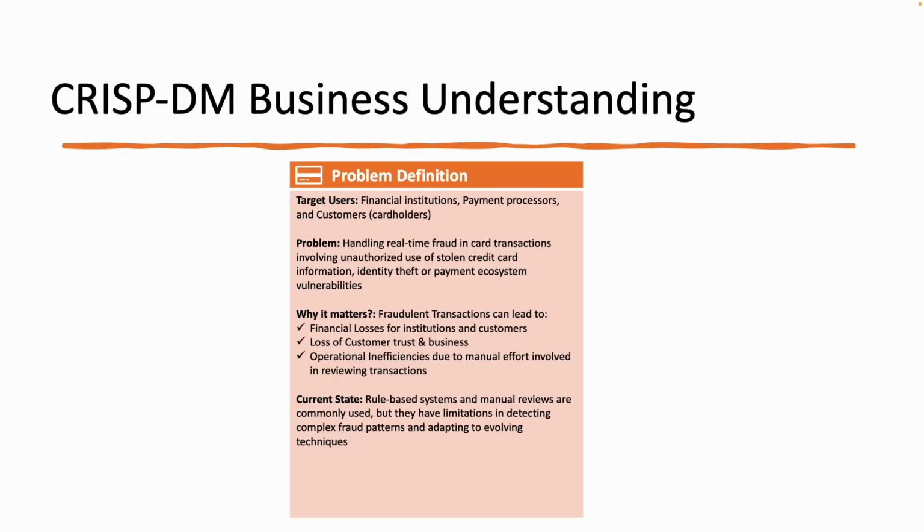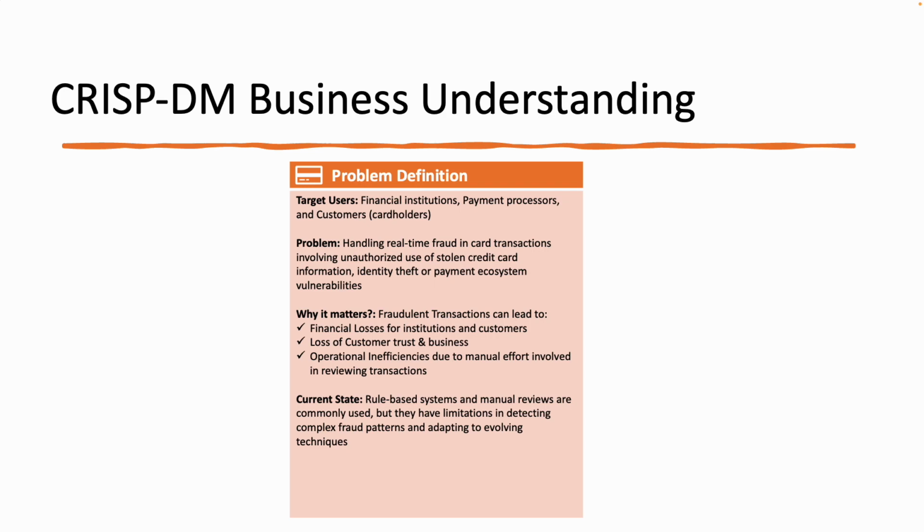Now let's look into the CRISP-DM business understanding. Who are our target customers or the users here? Financial institutions, payment processors, and cardholders or customers, as we talked earlier. The problem we already defined. We want to handle real-time fraud in card transactions involving unauthorized use of stolen credit card information, identity theft, or payment ecosystem vulnerabilities.